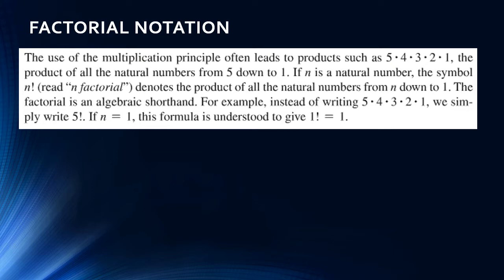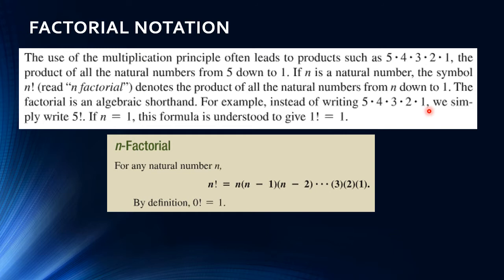We're going to look at something called factorial notation. The use of the multiplication principle often leads to products such as 5 times 4 times 3 times 2 times 1. So this is multiplying from a starting point all the way down to 1 using whole numbers, the product of all natural numbers from 5 down to 1. If n is a natural number, the symbol n exclamation point, which is read n factorial, denotes the product of all the natural numbers from n down to 1. So 5 factorial is 5 times 4 times 3 times 2 times 1. The factorial is an algebraic shorthand. For example, instead of writing 5 times 4 times 3 times 2 times 1, we simply write 5 exclamation point or 5 factorial. If n equals 1, this formula is understood to give 1 factorial, which equals 1.